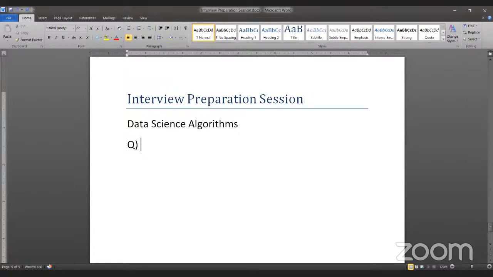So the first question is: what are the different learning methods used in ML? Okay, you can put your answers in the chat. I'll be checking that.